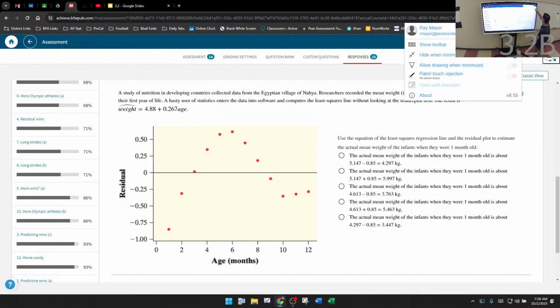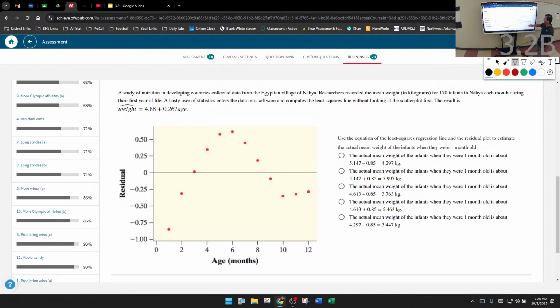So in this problem, what they have done is says a study to gain nutrition in a developing country. Researchers got a mean weight of 170 during the month. Here's the equation of the line of best fit. Now, this is not the scatter plot of that data. This is a scatter plot of the residuals. And we'll talk about that. That's one of our first things we're going to talk about today.